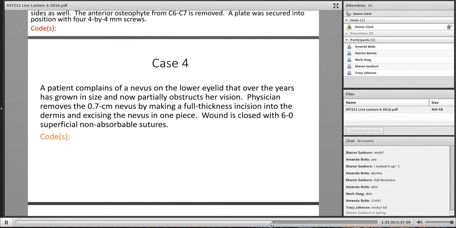So if it's very superficial layers of the skin, then you need to code to the skin. A lot of different procedures may list out your muscle or your bone or something like that. Then you could code into those particular sections, like your musculoskeletal versus the skin. In this particular case, it was a full thickness incision into the dermis, which is the skin, which moved us to the integumentary system.